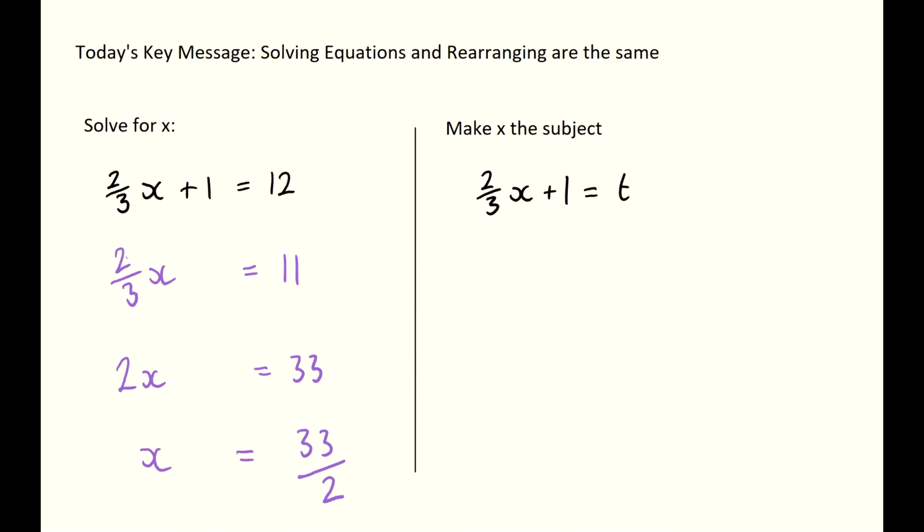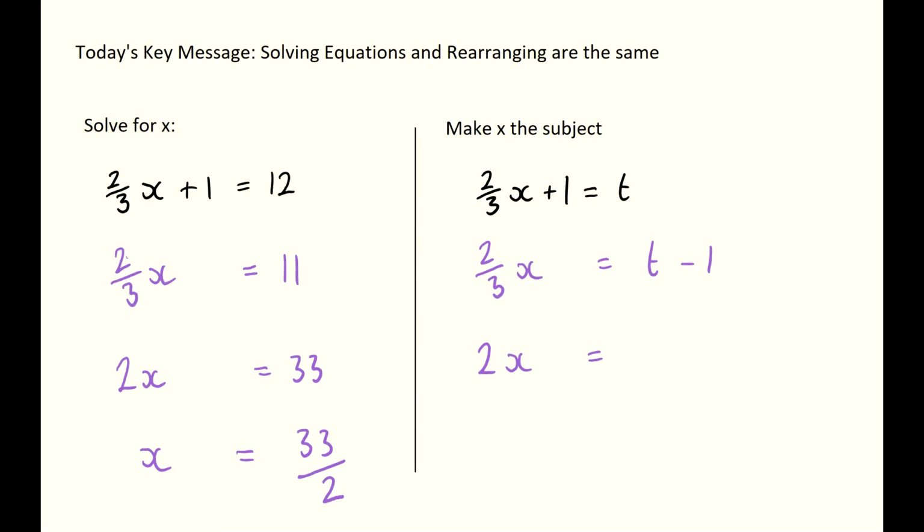Now let's try and follow those exact same steps on the right hand side. First step, get rid of the plus 1, it becomes a minus 1. So 2/3 x will equal t, take away 1. Next, on the left hand side, after this we times by 3, so we do the exact same thing here. I want to times everything by 3.